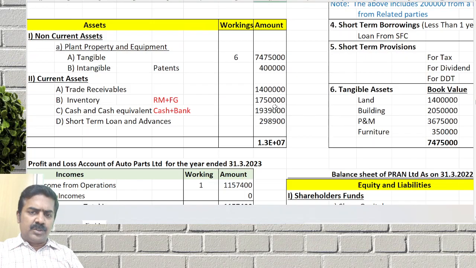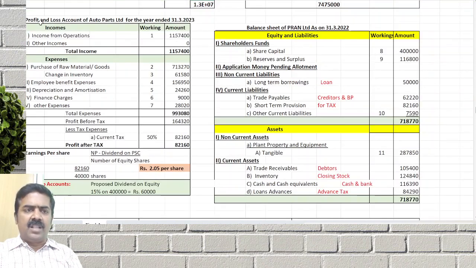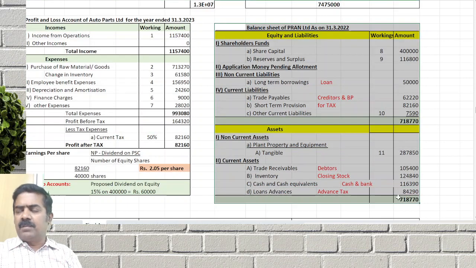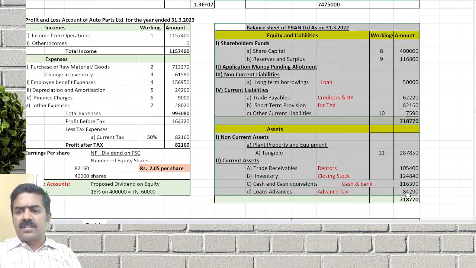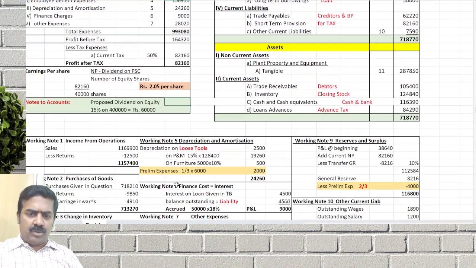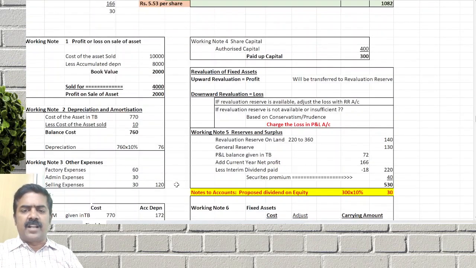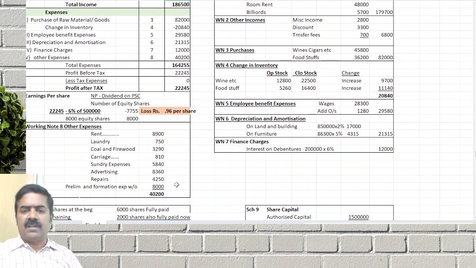So there may be a question based on preparation of balance sheet alone, or they may ask you to prepare the income statement and the balance sheet. If they ask you both, leave 2 pages gap, then start with working notes required, then complete the P&L account, then go for the balance sheet. And proposed dividend on equity can be given in the form of notes to accounts. Wherever there is an extra detail or information available, provide it in the form of notes to accounts. That is what we have done.